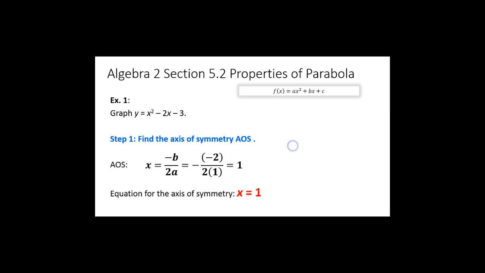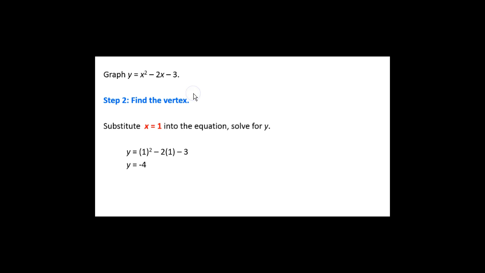So let's jump through an example. Find the axis of symmetry, negative b over 2a. We got 1. To find the vertex, we take this 1 and we plug it into x squared minus 2x minus 3. After we plug in that 1, we get a y of negative 4. You can also use your second graph or the table from your graphing calculator to confirm that you did your math right here. We now have a vertex at (1, negative 4).